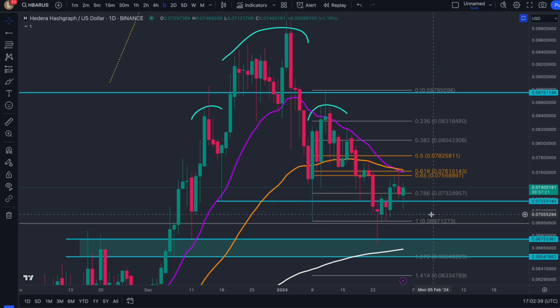We need to look at every single other aspect of TA. We're not just relying on one single pointer. If we were, we would always be wrong. So we're looking at multiple things, for example, other key levels of supports and resistances.